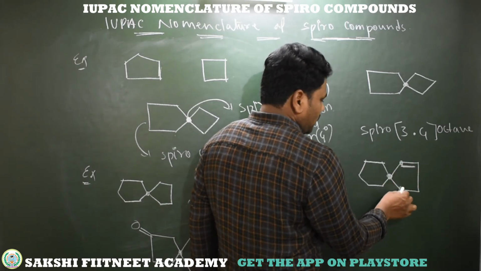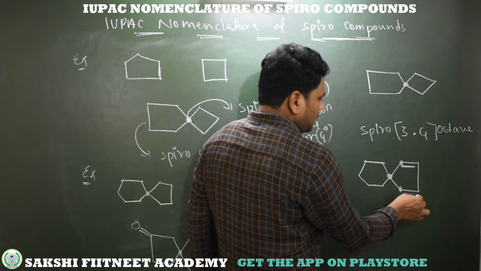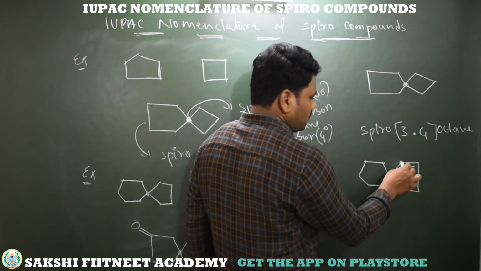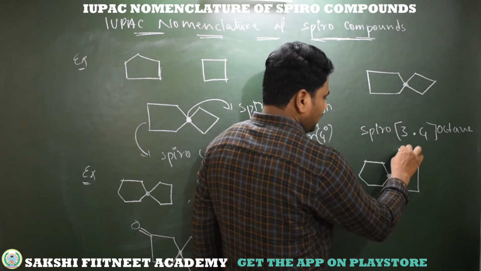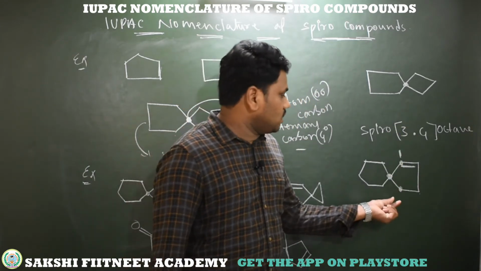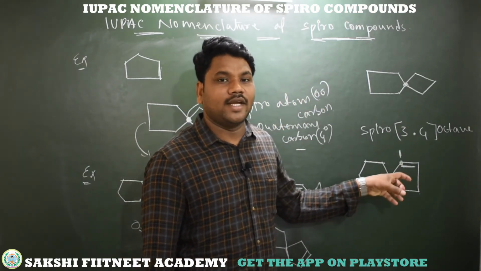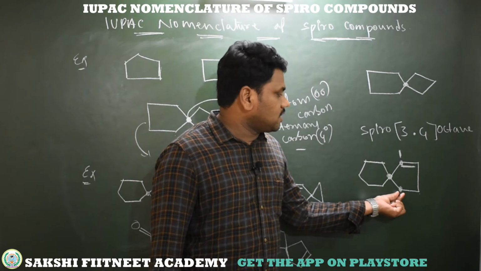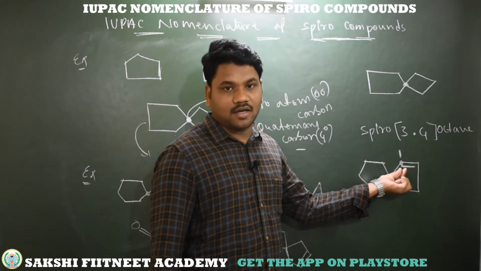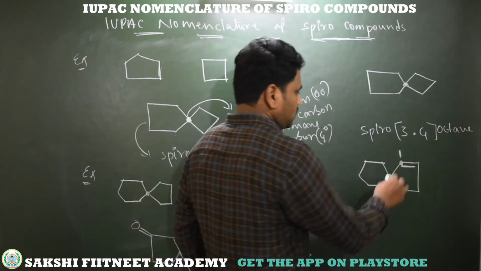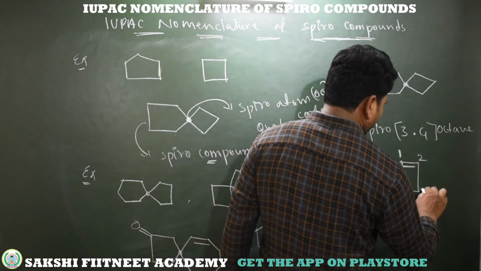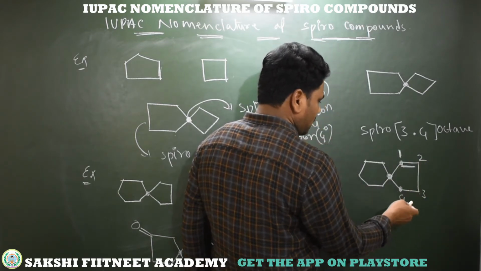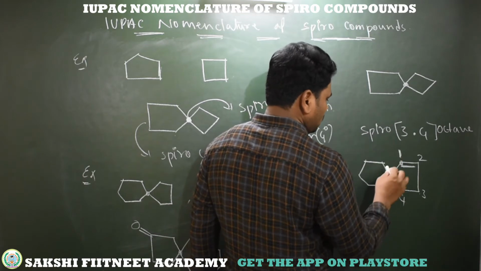But here see, if I start numbering from this carbon, I'll get the unsaturation at the third position. If I start numbering from here, I'll get the first position for the unsaturation. You just follow the least locant order while giving numbering. So this is the first carbon, second carbon, and here this is the third carbon, fourth carbon. I've covered all the carbons in this ring and I'm passing through the spirocarbon, which is 5.